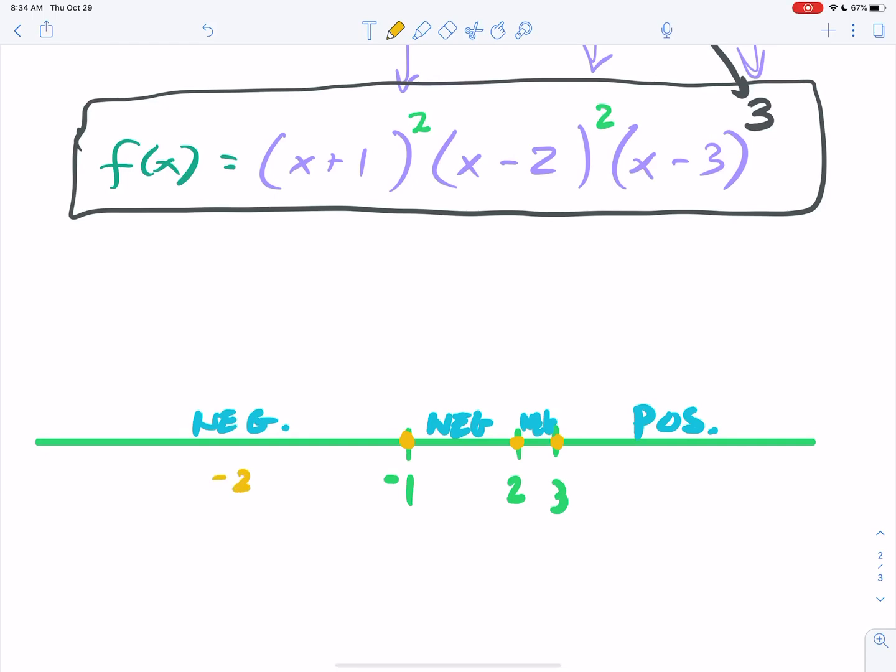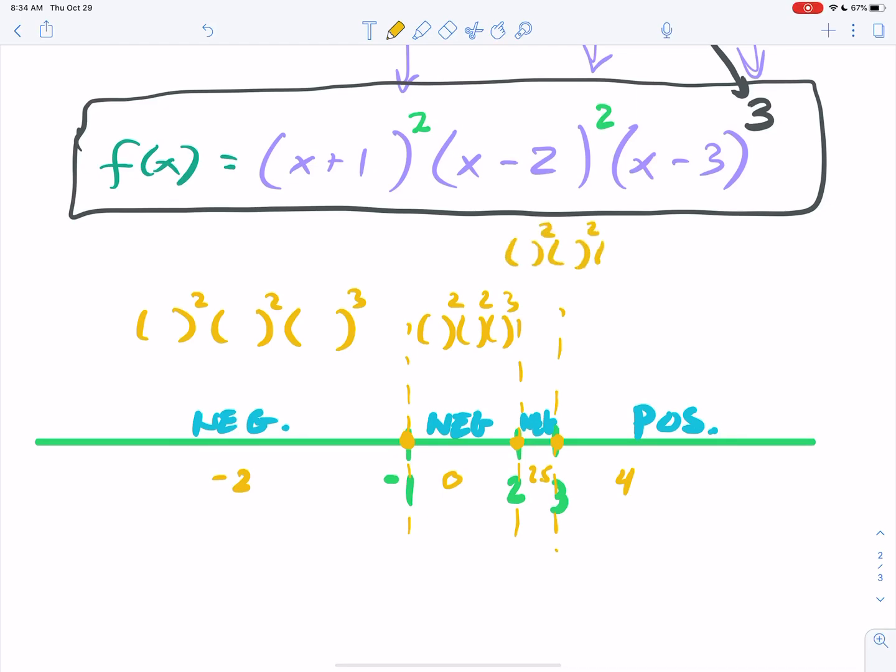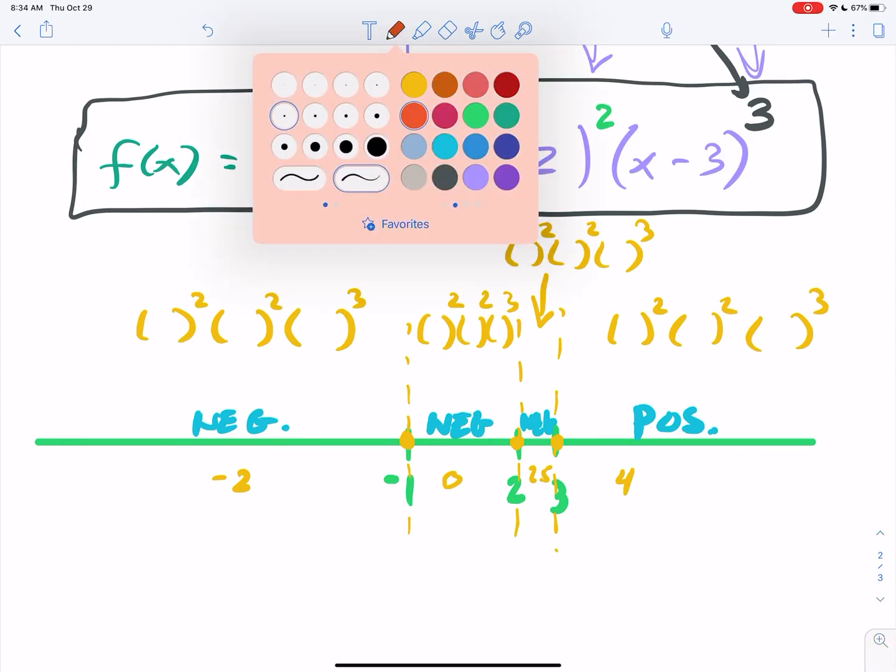We put in some test values. So I'll choose -2, 0, 2.5, and 4. Remember, the test values can vary as long as the number is in the right section, okay? So here we have a total of 4 sections, okay? So I'll draw out the stencils. We have something squared, something squared, something to the third, something squared, something squared. And I don't have room here because it's tiny. Okay, and then we check our signs.